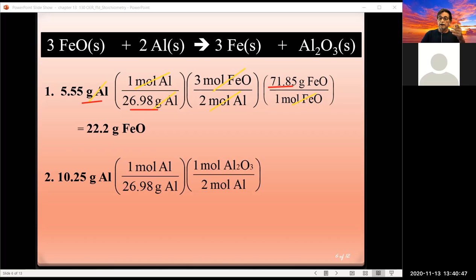So again, as I'm setting these conversion factors, keep track of your units. My grams of aluminum cancel out. My moles of aluminum cancel out.